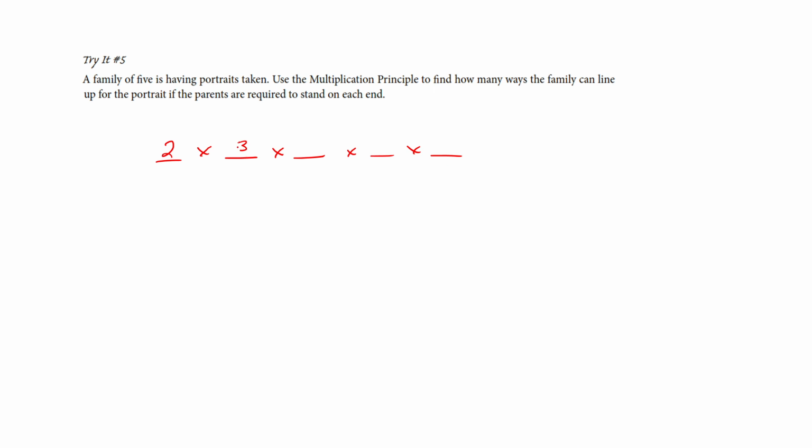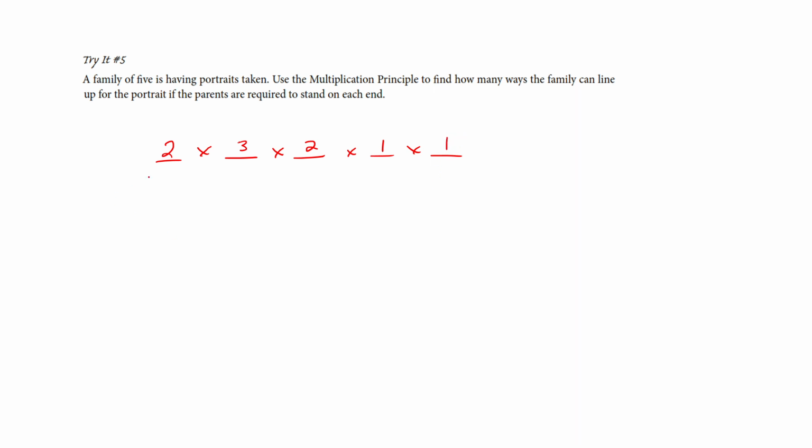So there's the only thing, kids have to stand in the middle. So mom or dad might be here, but there are 3 kids left to stand in this spot. There are 2 kids left to stand in this spot. There's 1 kid left for there. Now, mom or dad is on this side. Well, that leaves mom or dad. There's only one other person who could be here.